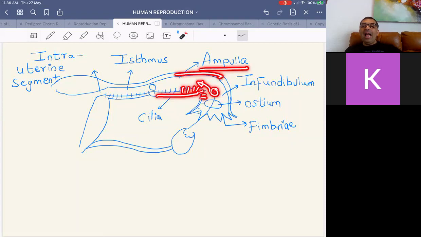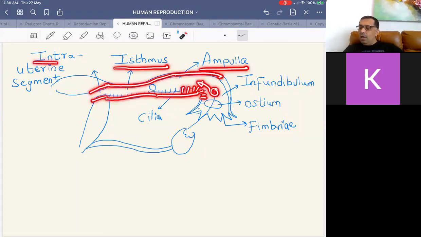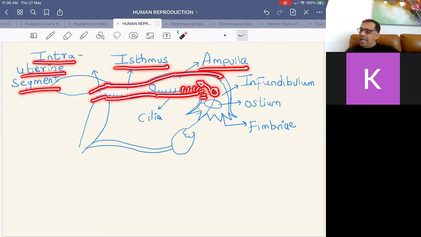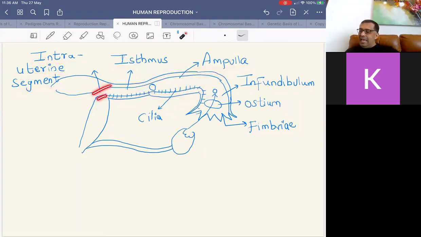ampulla, and the ampulla opens into a narrow part which is called the isthmus, and the isthmus opens into a small segment called the intrauterine segment. This is inside the uterus, the intrauterine segment.